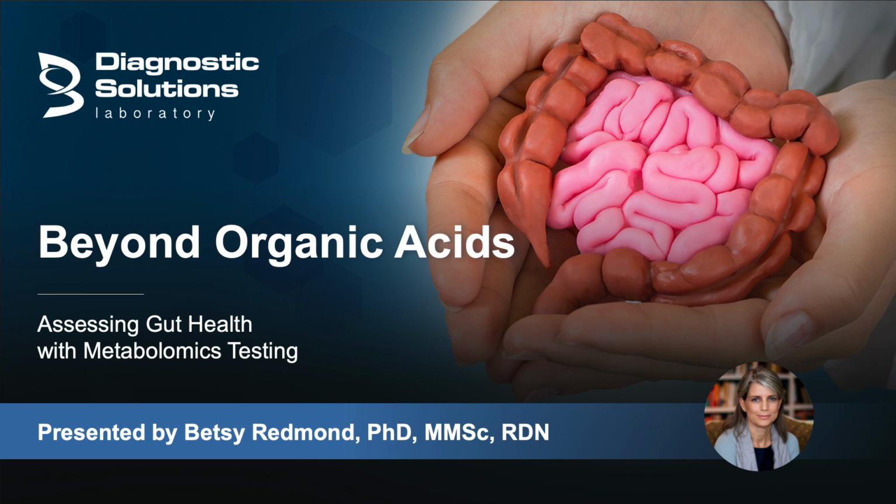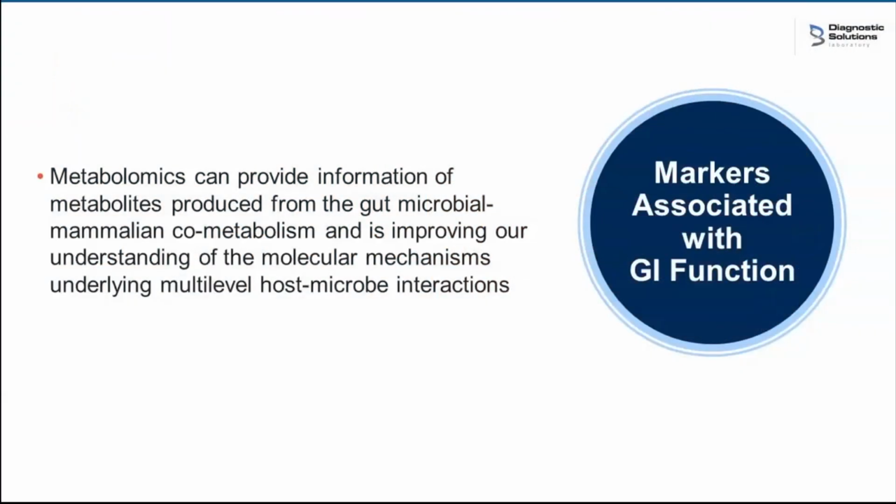So I'm going to go over organic acids and gut health. I'm really looking at how metabolomics can identify what's going on in gut health. So it is organic acids, and also some amino acids, in plasma and urine. Let's get started. Metabolomics can provide information on metabolites produced from gut microbial-mammalian co-metabolism and is improving the understanding of molecular mechanisms underlying multi-level host-microbe interactions. Essentially, that's saying we're starting to look at what our gut microbiota and we are talking about, kind of eavesdropping on what they're saying and what that means for health.